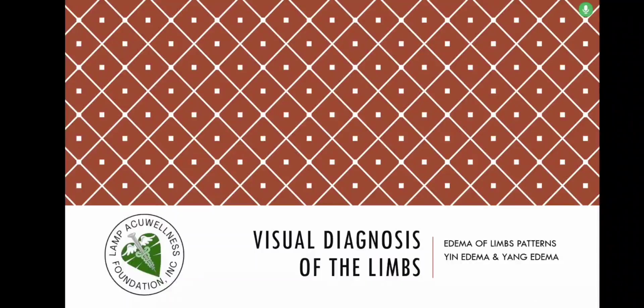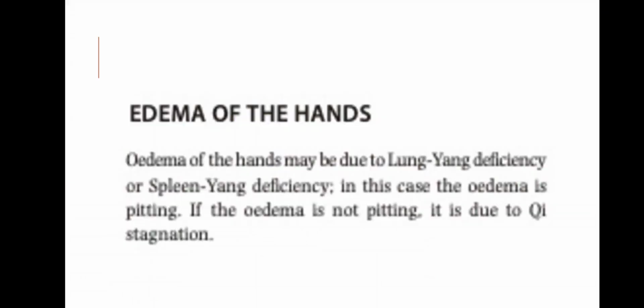Let us now go to visual diagnosis of the limbs. The topic is edema of limbs, the patterns of yin edema and yang edema. Edema of the hands may be due to lung yang deficiency or spleen yang deficiency. In this case, the edema is pitting. If the edema is not pitting, it is due to qi stagnation.